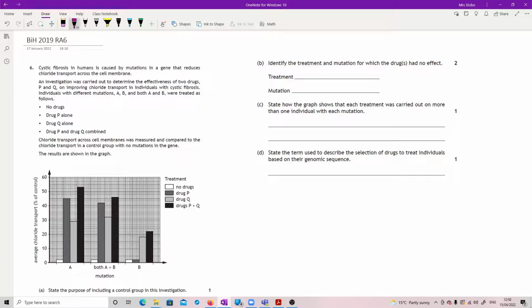Chloride transport across the cell membranes was measured and compared to the chloride transport in a control group with no mutations in the gene. Results are shown in the graph. So what makes this a higher graph is just the fact that we've got 4 sets of data for each kind of chunked together bar set. Otherwise it's fairly straightforward and we've got quite a nice scale. It's going up in ones. It could be a lot worse.